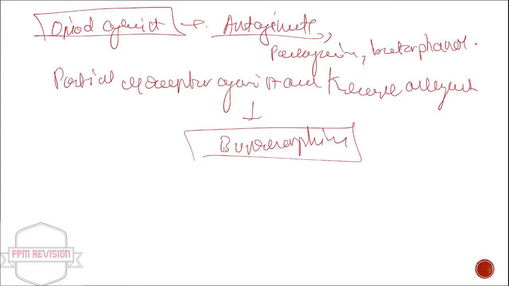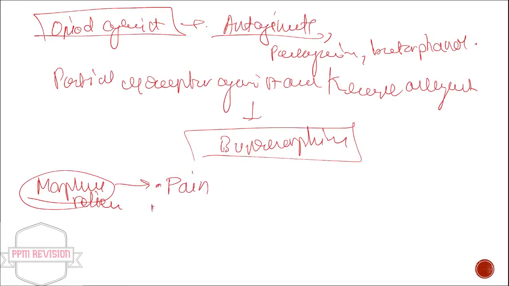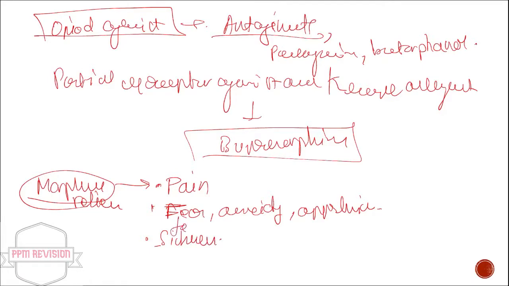Now just quickly looking at some important points of morphine. I'll just try depicting it in a diagram. So now looking at morphine, what does it relieve? It relieves pain. These points are very important and very easy. It relieves fear, anxiety and apprehension, and also the feeling of being sick is reduced. That is, there is a euphoric effect as well. So a euphoric effect is produced.